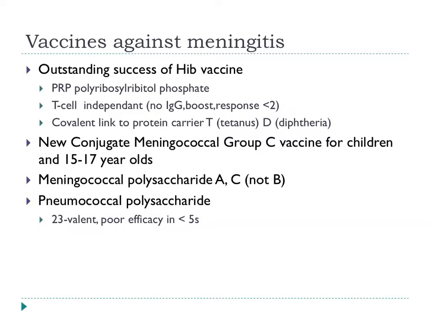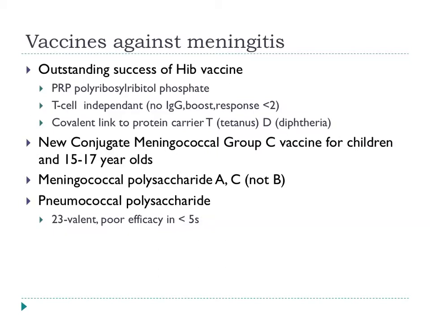There are other vaccines available. The meningococcus serogroup A is particularly associated with sub-Saharan Africa, sometimes seen in people returning from the Hajj when they go on the pilgrimage to Mecca. They bring those kind of meningococci back, and there are vaccines available for that.